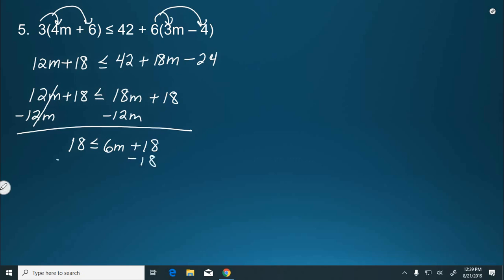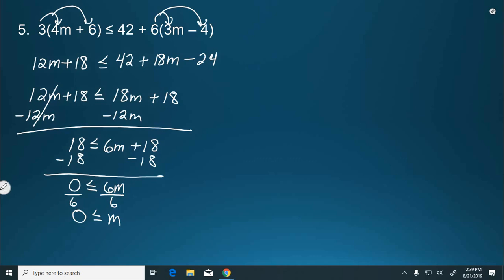Subtract 18 from both sides. I get 0 is less than or equal to 6m. Divide by 6, and m is greater than or equal to 0. Remember, 0 is a solution. You can have the answer 0. Don't be scared of it. 0 divided by anything is 0. It is a number. It is an integer. You can have it as your answer.